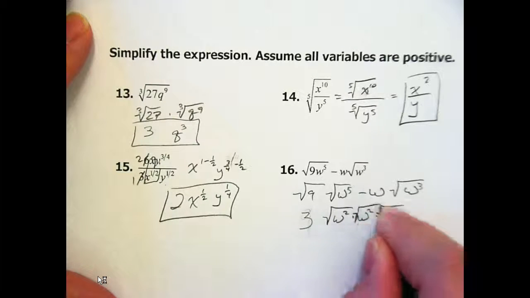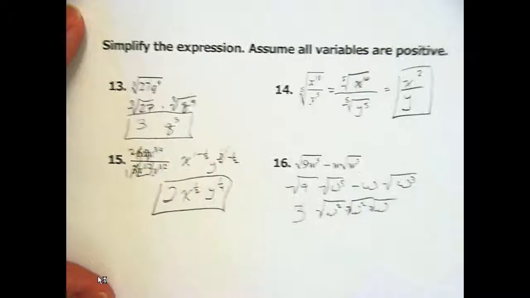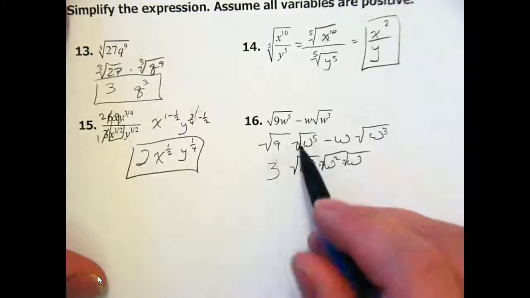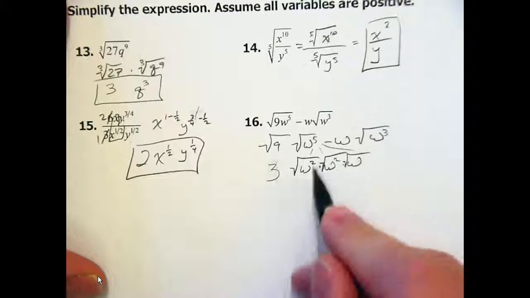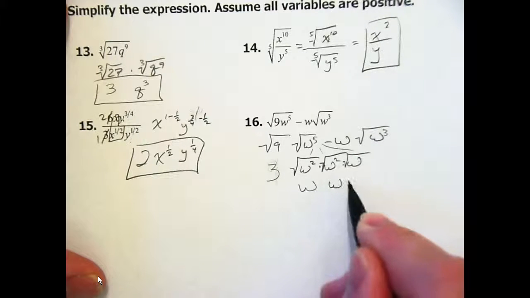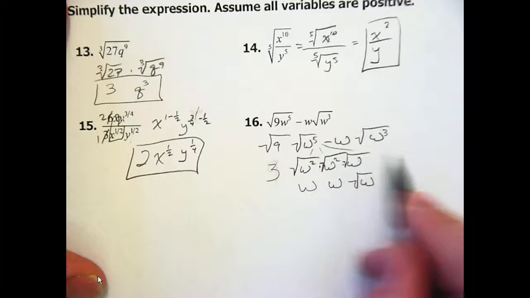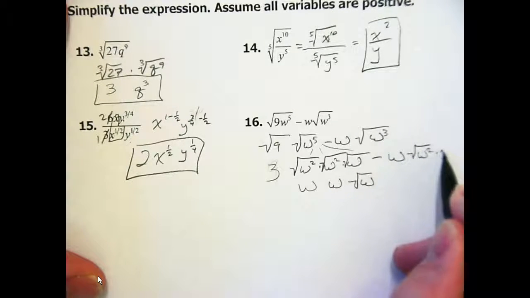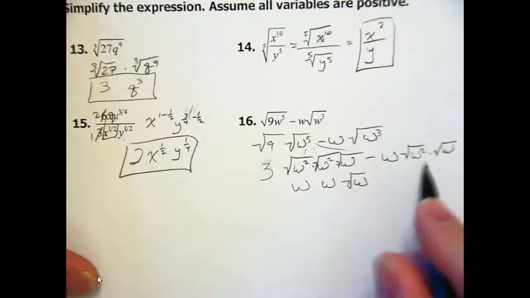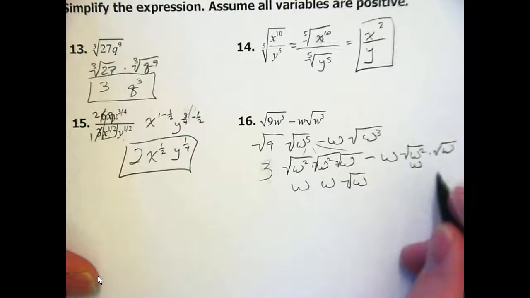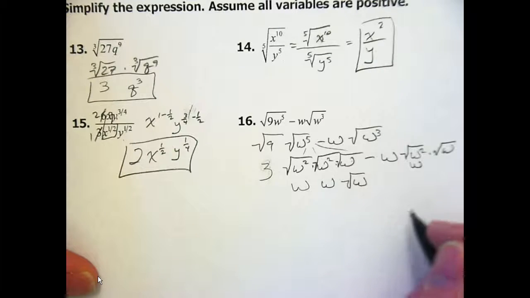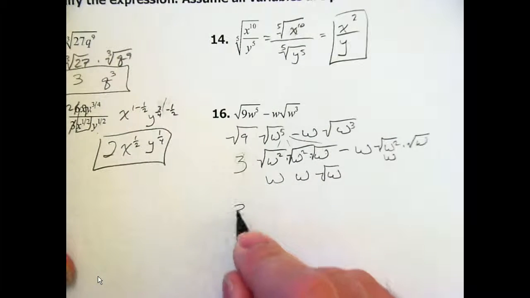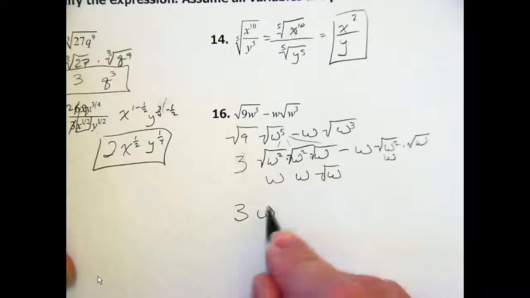I don't know how much you struggle with simplifying roots. Hopefully not that much, but that's root w squared, and root w is that w to the 5th. This gives you w, this gives you w, and that gives you root w. And then you have minus w, root w squared, and root w. Which this is also w. Lot of w's. 3w squared right here.